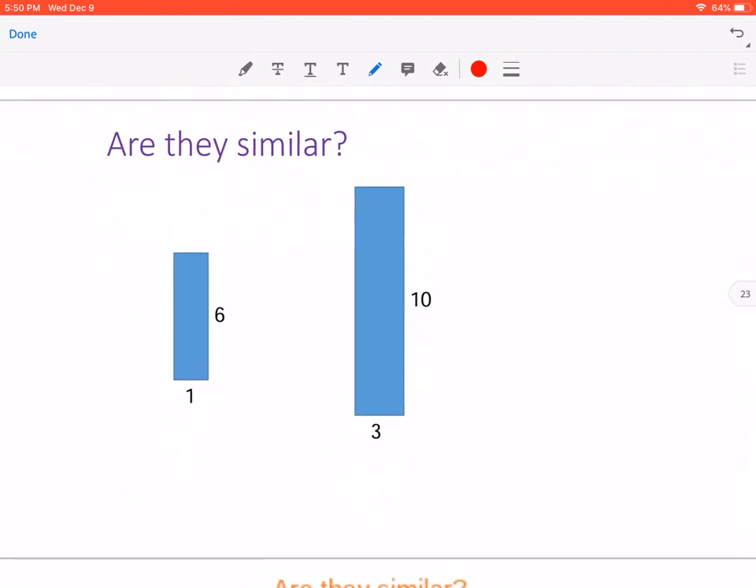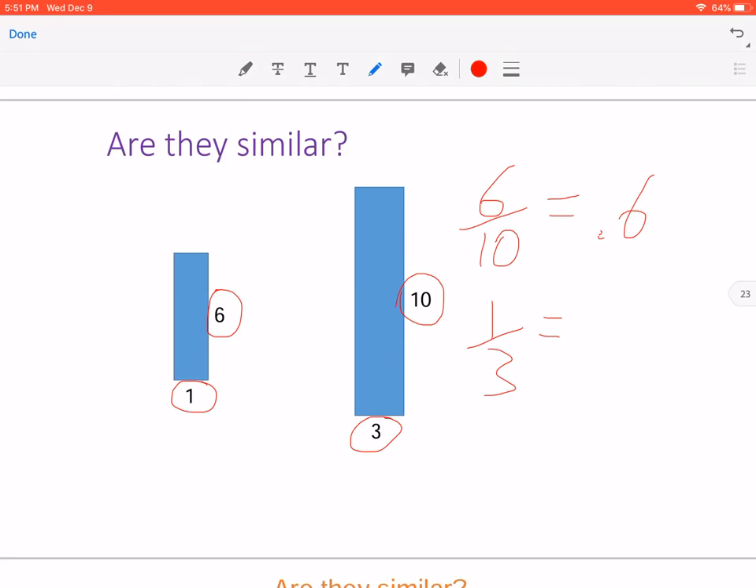Now, to tell if they're similar, they should have the same ratio. So, this piece here, this height, matches this piece here. The easiest way to tell if they match each other is to basically just change them to a decimal. Well, 6 divided by 10 is 0.6. If this is similar, this piece divided by this piece should be the same ratio. Problem is, 1 divided by 3 is 0.3 repeating. These two don't match. So are they similar? The answer is no.